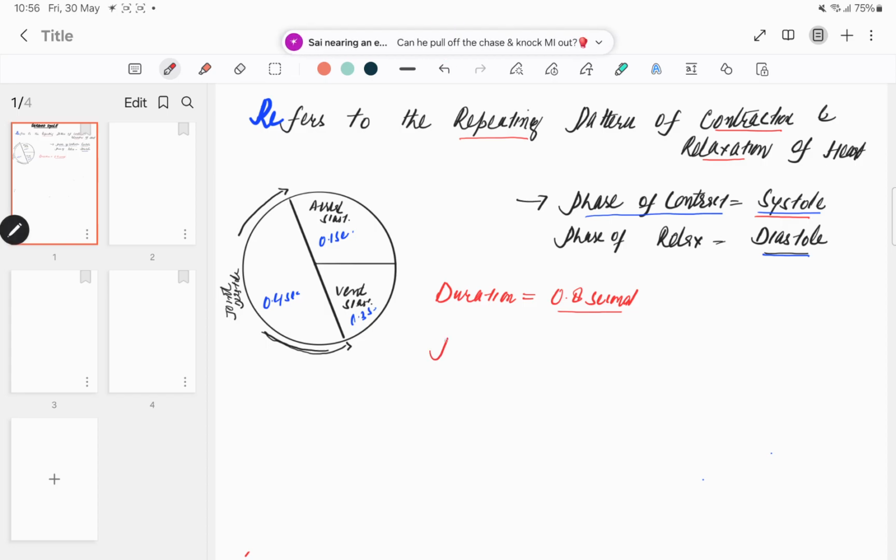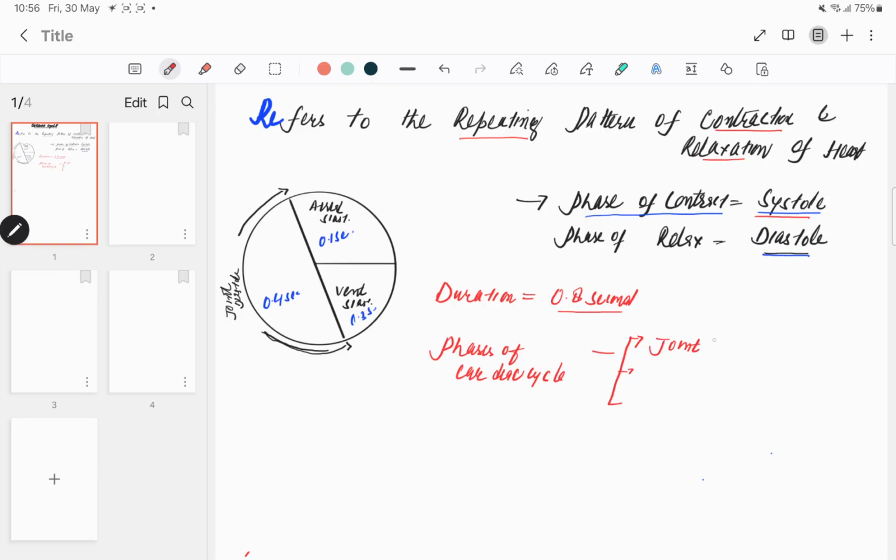Now we have the stages or phases of the cardiac cycle. We usually have three phases. Number one is joint diastole. Number two is atrial systole. And number three is ventricular systole. So the total cardiac cycle has three phases.